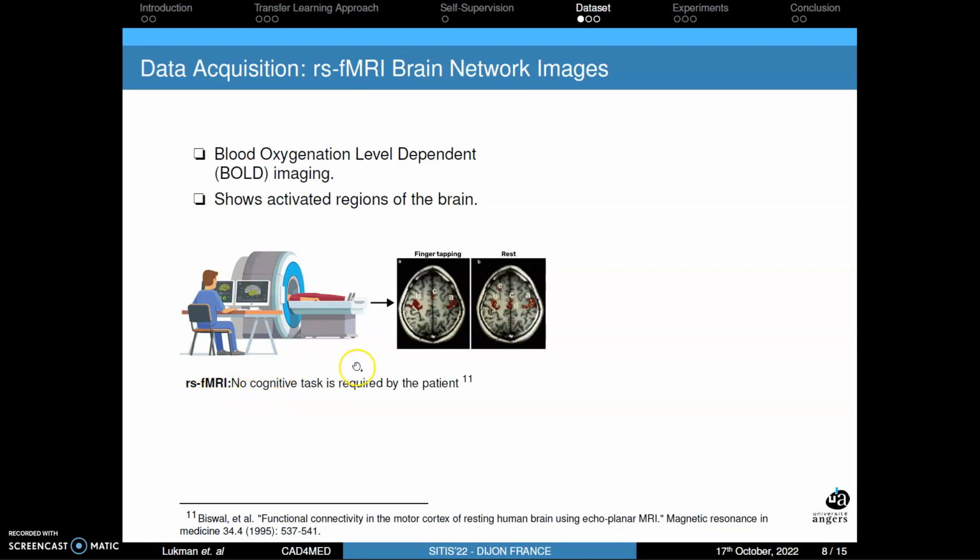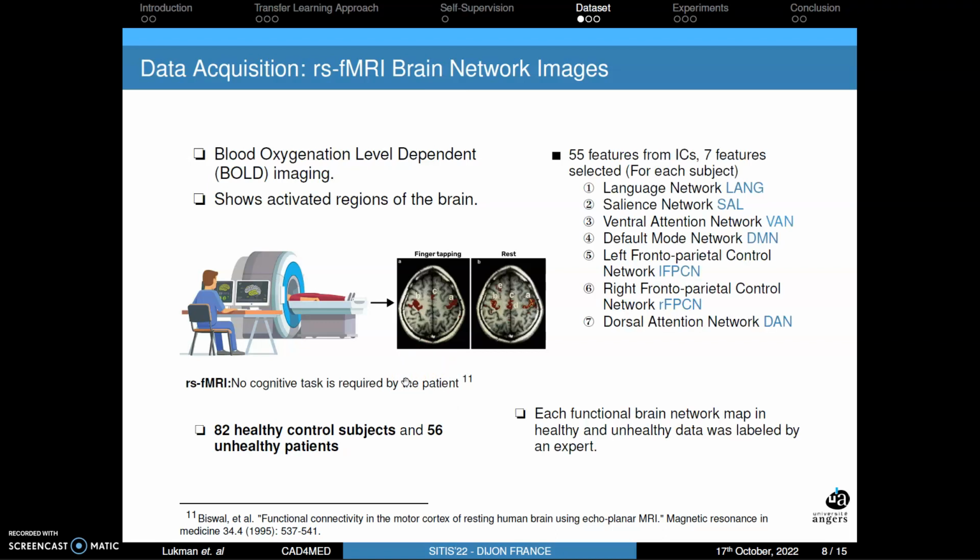An earlier study has also demonstrated the use of resting state, where the patients do not need to perform any cognitive task to be able to understand the active regions of the brain. As a summary, we acquired 82 healthy control subjects and 55 unhealthy patients, and 55 features were extracted from independent components.